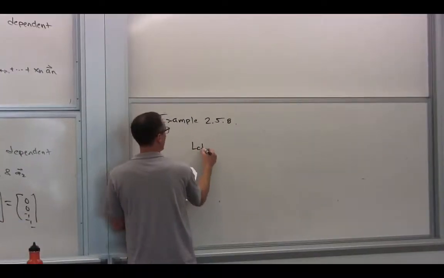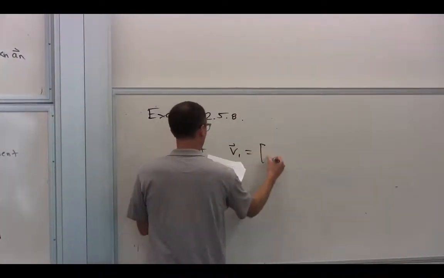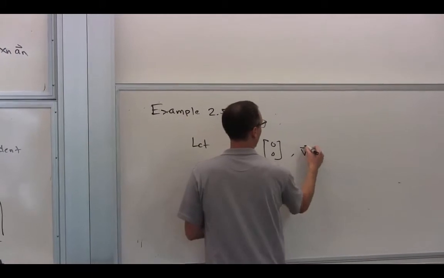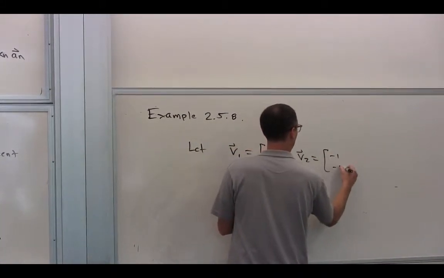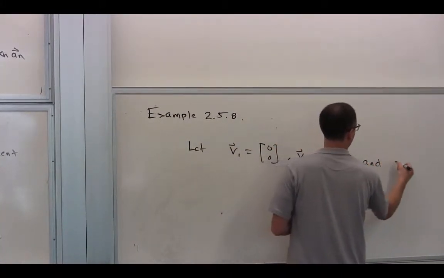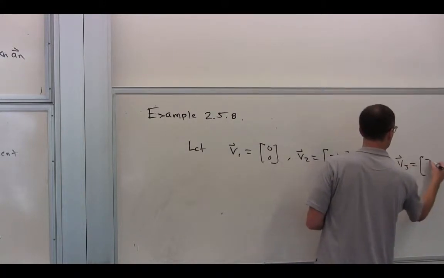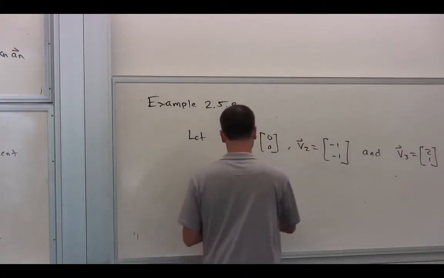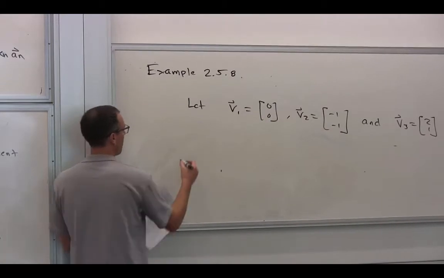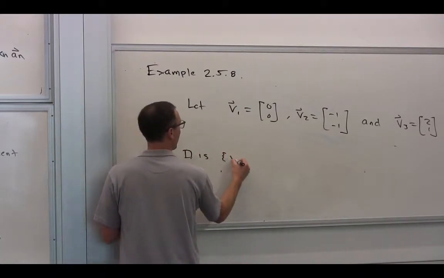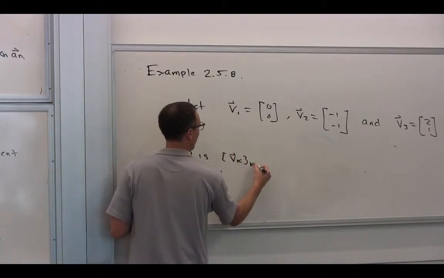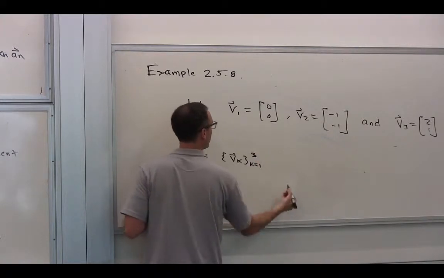So let's consider v1 is equal to (0, 0), v2 is equal to (-1, -1), and v3 is equal to (2, 1). Question: is the set of these vectors linearly independent or dependent?